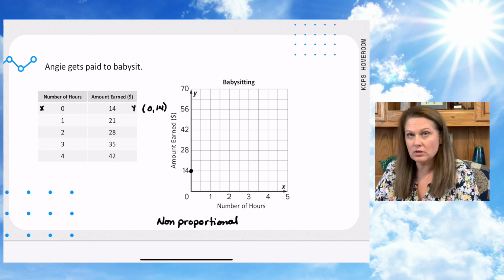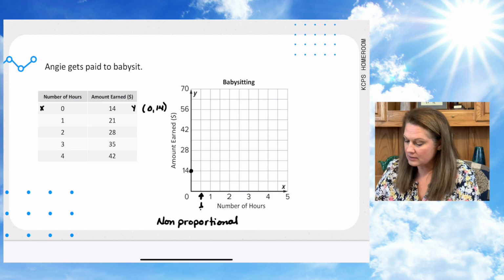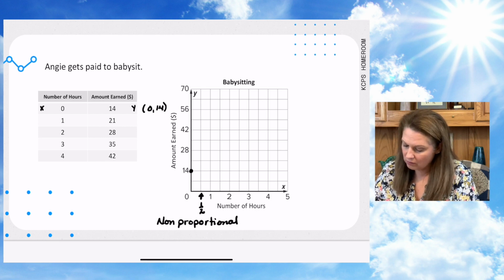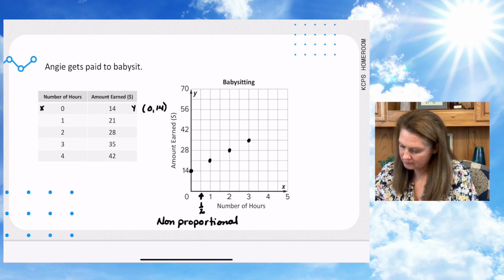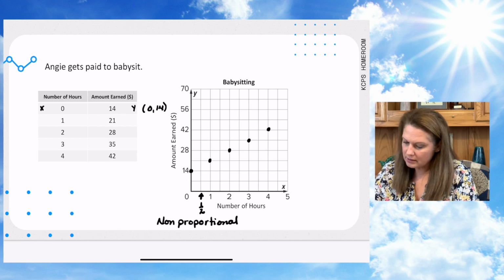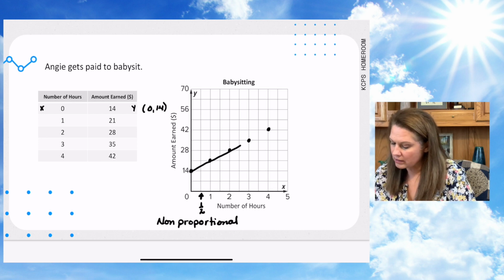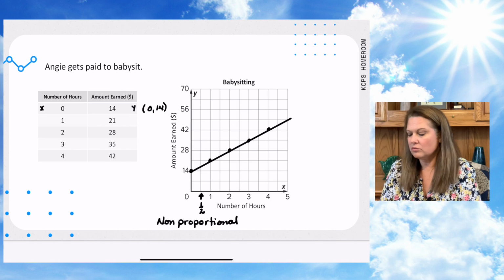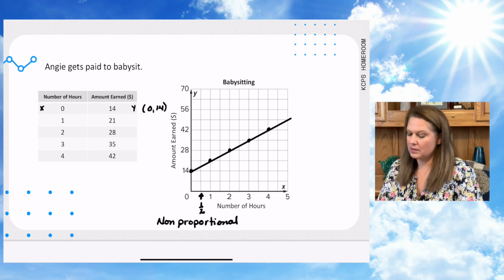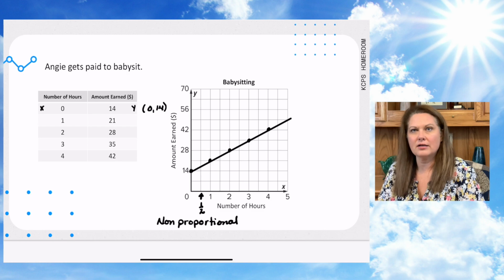So we're going to go over 2 this time. Remember, it's skip counting. That's 1/2. So we're going to go over 1, up 21. We're going to go over 2, up 28. Over 3, up 35. Over 4, up 42. Now you'll notice you can draw a straight line using this. So it does have our straight line characteristic, but you'll notice it doesn't start at the origin. So because of that, we automatically have to kick it out as non-proportional.